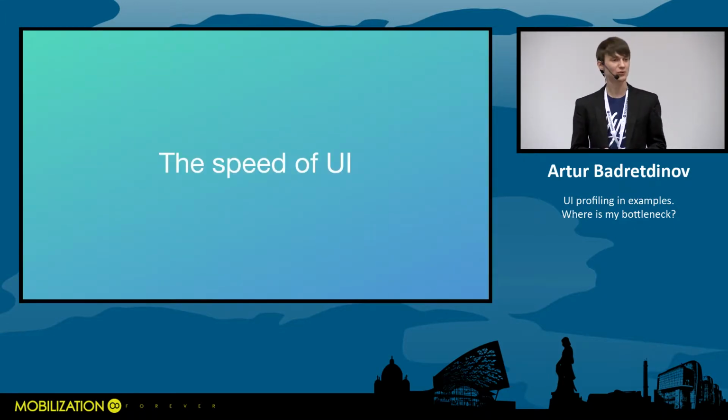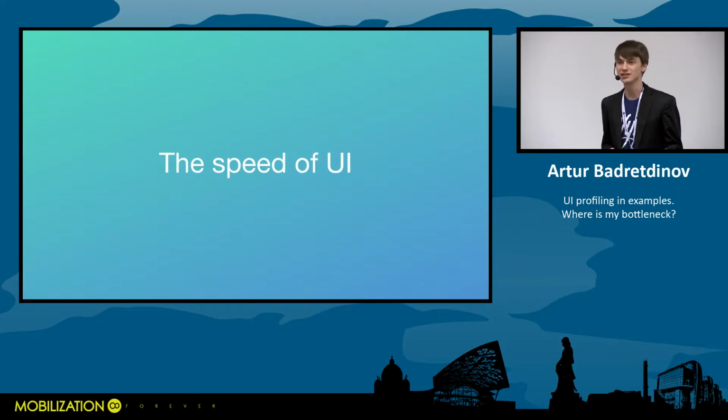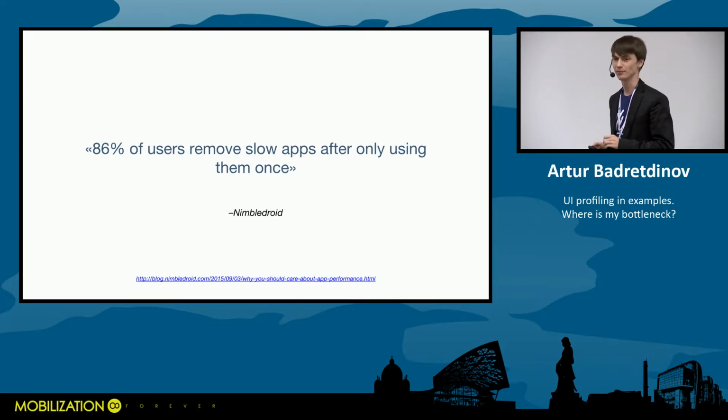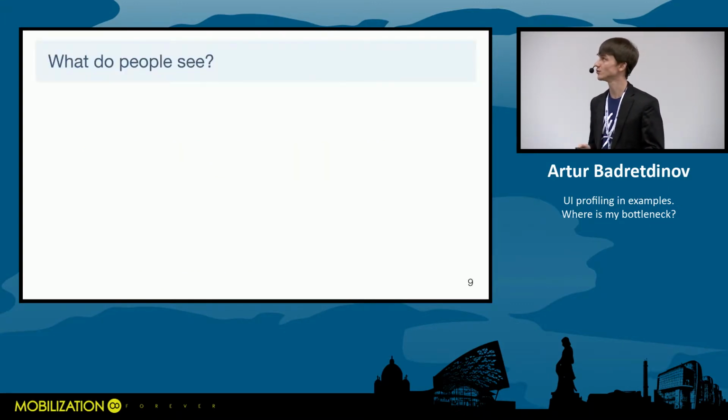OK, the speed of UI. What do people actually see? First of all, it's this very important number. Please pay attention. 86% of people remove apps if they look slow right after the first installation. And it means that if you do a bad job the first time, probably you will not have a second chance. And that's a very important thing to remember.